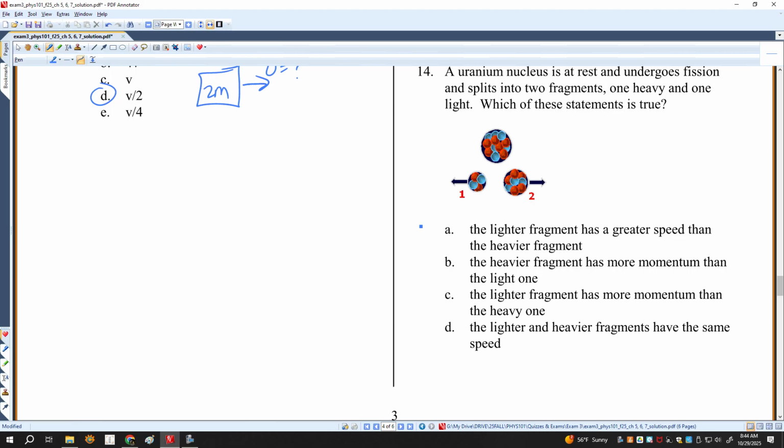All right, which of these statements is true about this uranium nucleus? This is directly from the concept test. The lighter fragment has a greater speed than the heavier fragment. Yeah, they have the same momentum. Those momenta are the same, but because momentum is mass times velocity, since the mass of one is small, its velocity is big. So A is right, but let's look at these others. No, that's not right. They have the same momentum, or the same magnitude but opposite. And they don't have the same speed because they have different masses, so they have the same momentum but different speeds.